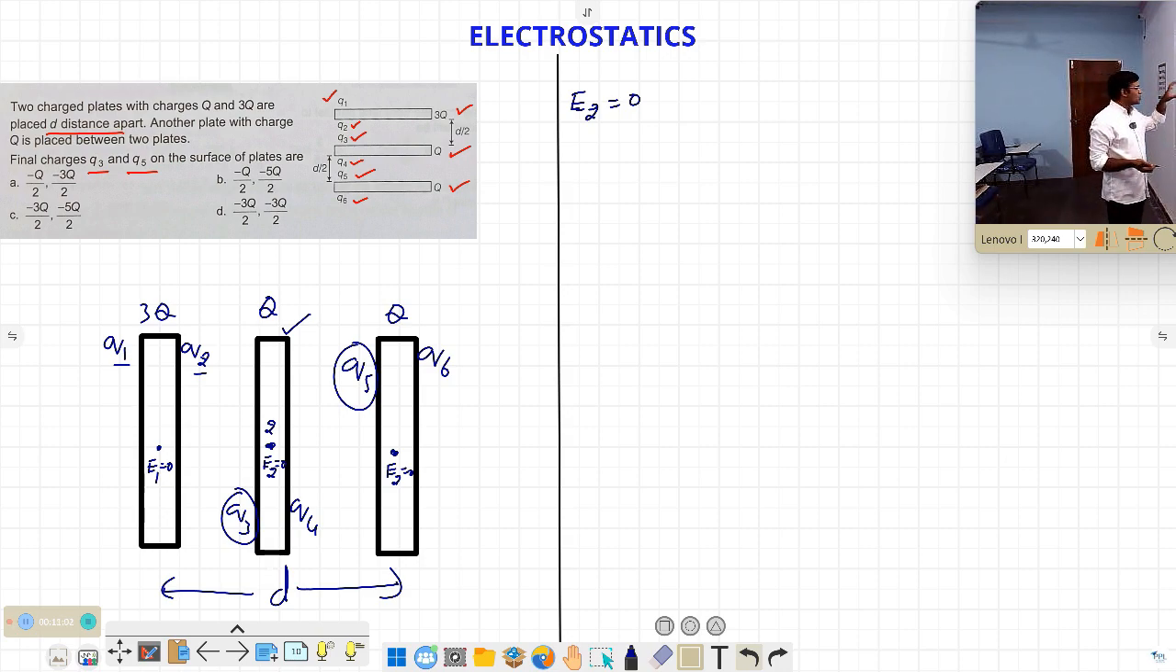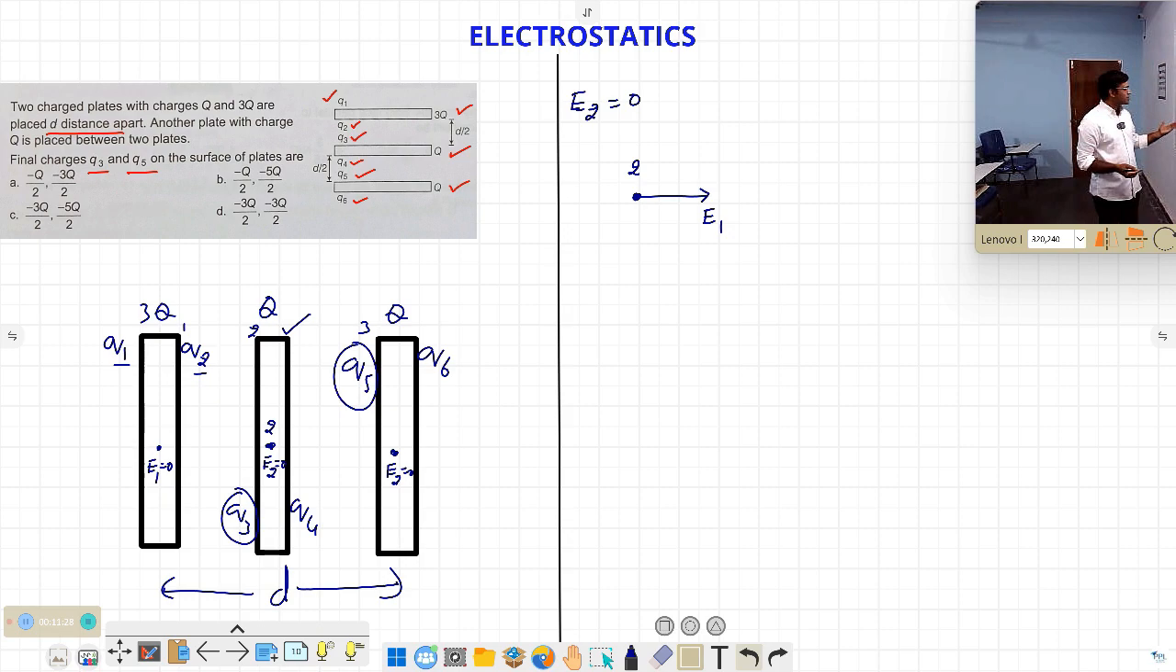So Q1 and Q2 together, the total charge is 3Q. To understand this, I am taking the point here, that is the second point. At the second point, the 3Q, Q1 and Q2 together, contributes electric field in this direction as E1, I can write. This is the first rod, second rod, third rod.